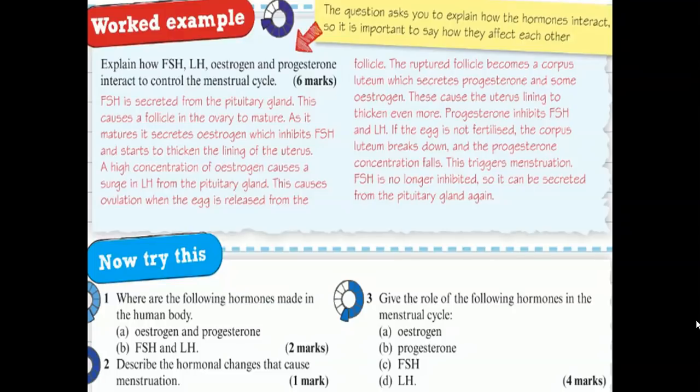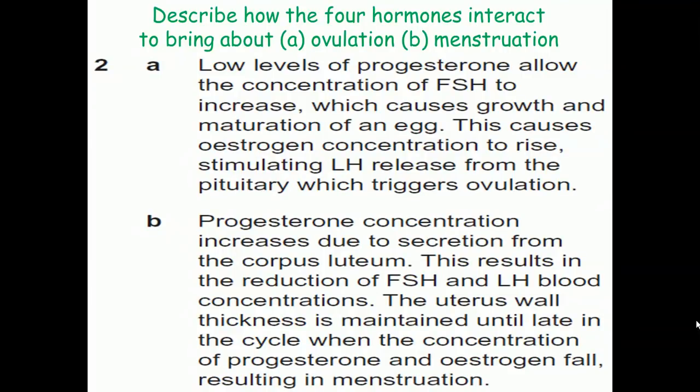And here's a 6-mark question explaining how FSH, LH, estrogen and progesterone interact to control the menstrual cycle. You should remember to use the acronym FOLP and talk about each hormone in order, how they have an effect on their primary function on the egg follicle and the lining of the uterus, and then how they affect each other's concentration as well. In your exam, you could also be asked 3 or 4 mark questions about how these hormones interact for ovulation and menstruation to occur. This is where they're asking about half of the menstrual cycle. If you're talking about ovulation, it's from the beginning of the menstrual cycle to the release of an egg. For menstruation, you're talking about the decrease in progesterone and how that leads to the lining of the uterus breaking down.